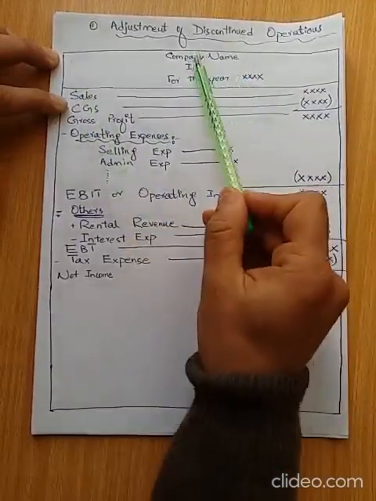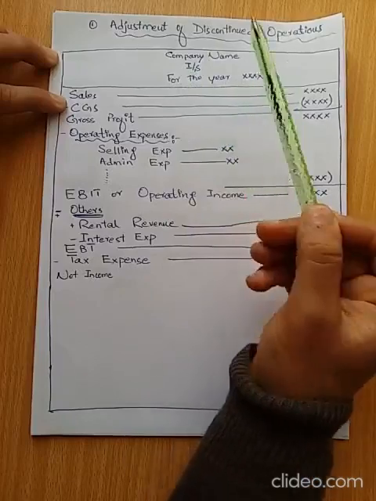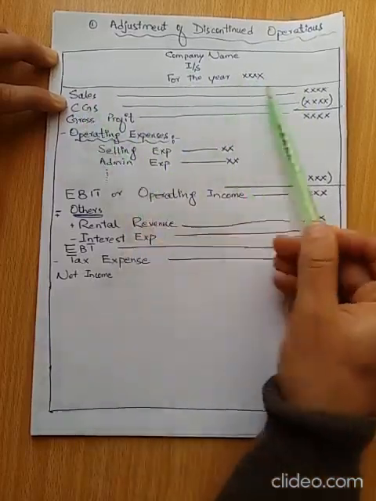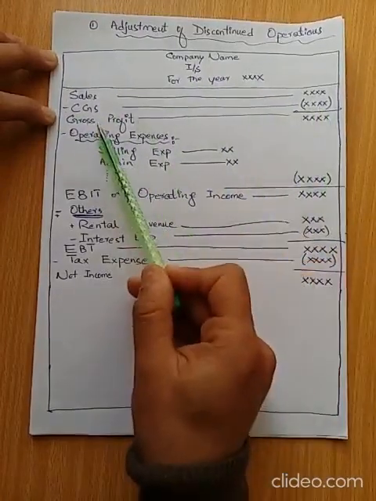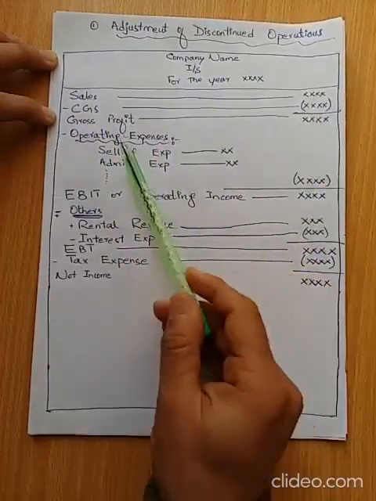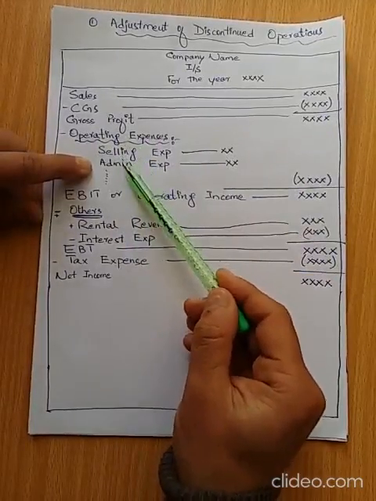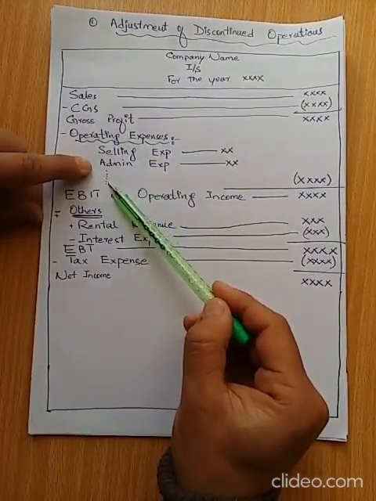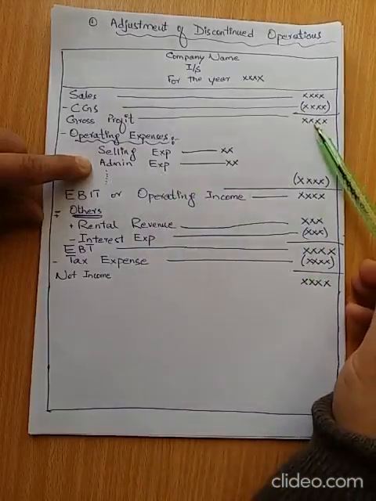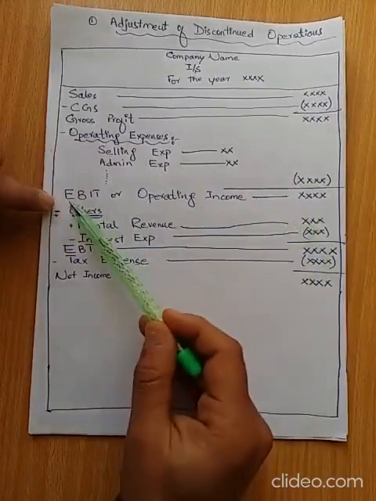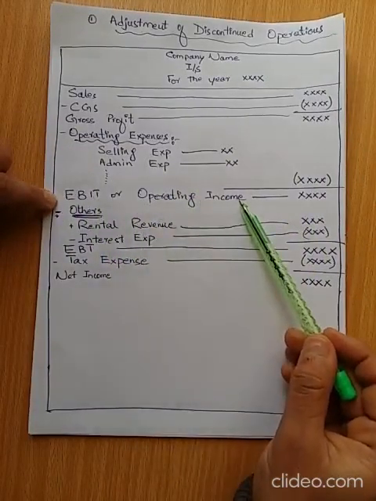In any income statement, the name of the company is written, and the income statement is written for the year ended 2000, whatever it is. Then you write sales. From the sales you subtract cost of goods sold. The remainder is called gross profit. Then you subtract operating expenses like selling expenses, admin expenses, and other expenses. The total of the expenses is subtracted from the gross profit. The remainder is called earnings before interest and tax, or EBIT, or you can also call this operating income.